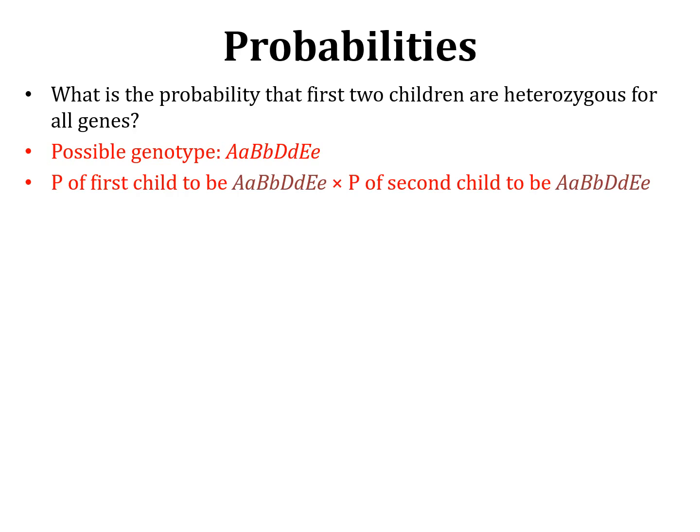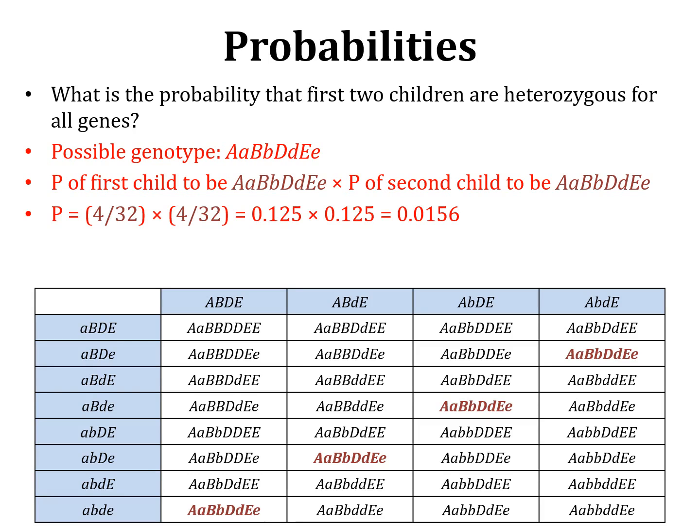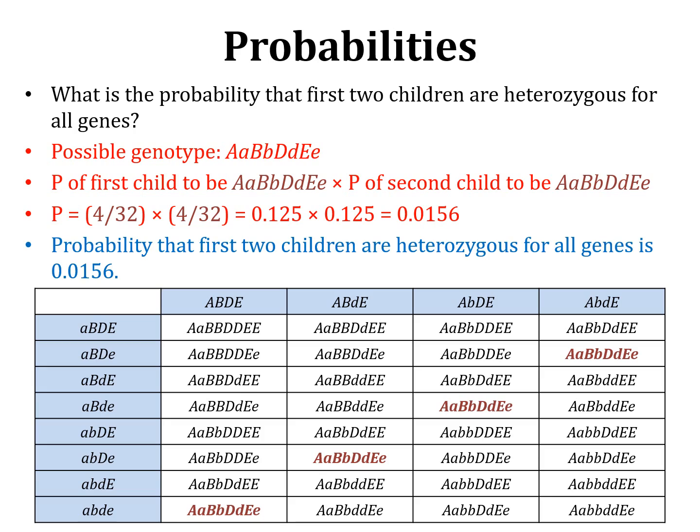So what we are going to do with the individual probabilities is multiply them. So the probability of the first child to be heterozygous for all 4 genes multiplied by the probability of the second child to be heterozygous for all 4 genes. When we look into the table, we have 4 individuals who are heterozygous for all the 4 genes. So this is 4 by 32 multiplied by 4 by 32. This is 0.125 multiplied by 0.125, and the answer is 0.0156. So we can state our answer as: the probability that the first 2 children are heterozygous for all genes is 0.0156. This is the answer to our question.